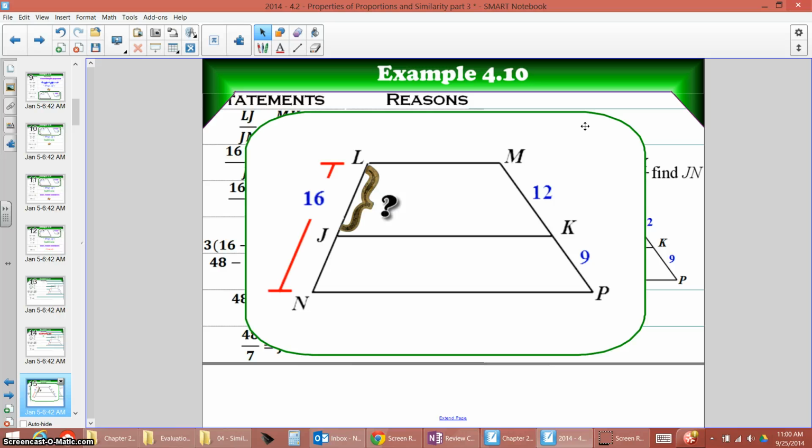And I know that JL is 16 minus JN, right? If the whole length is 16, but then I take away this JN. Notice how I said take away? Take away means minus. So I take 16, take away JN, and I write it just as 16 minus JN. And that's how big JL is.